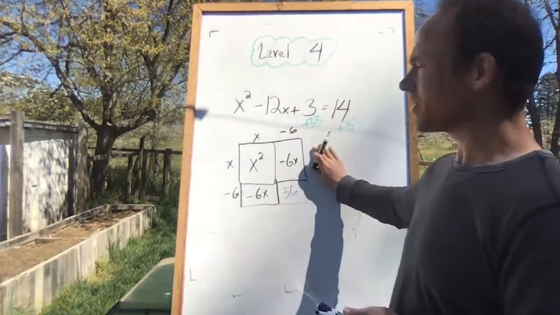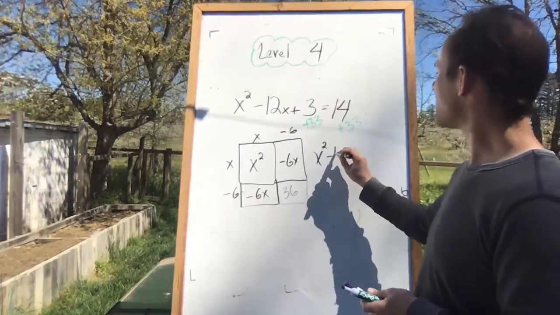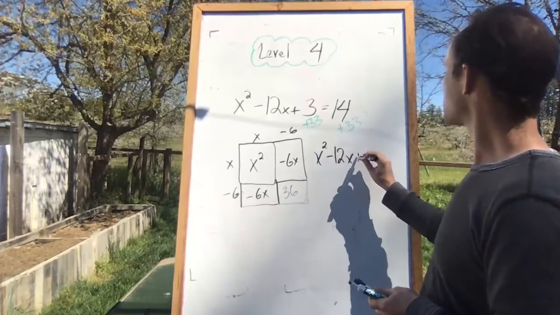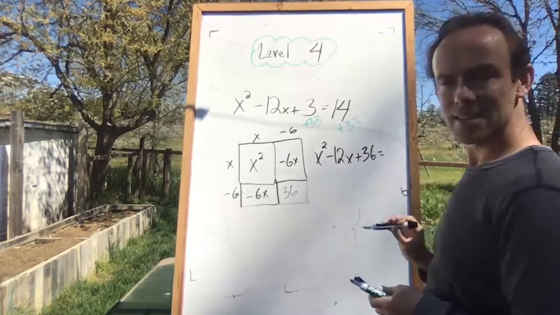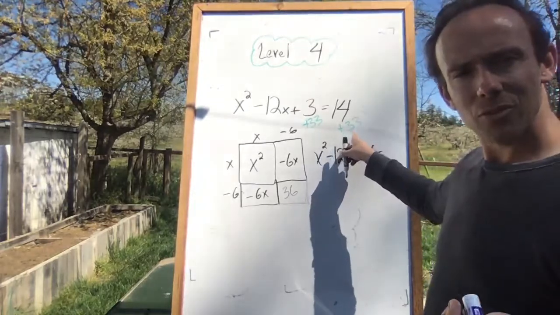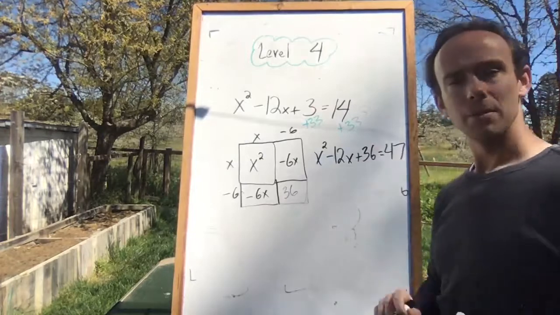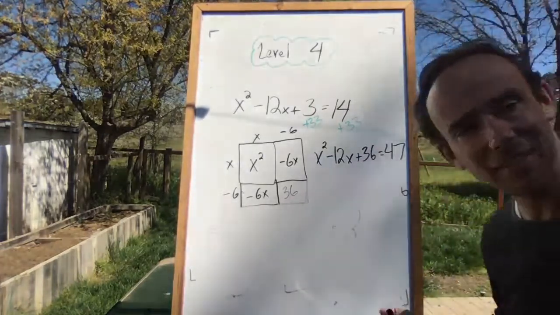All right, so I'll start right here. I'll try to make it to where it all fits there. So x squared minus 12x plus 36 is equal to, so I'm going to add 10, that's 43, plus 4 is 47. Brilliant. Lovely. Now it's a level 3.